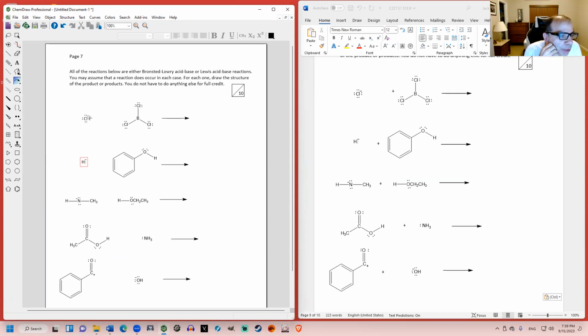In the first one, we start the arrow at the base. That's always true. And we point the arrow towards the acid, which is going to be the boron atom. This is a Lewis acid-base reaction. And the final product is going to be a boron with 4 chlorines.